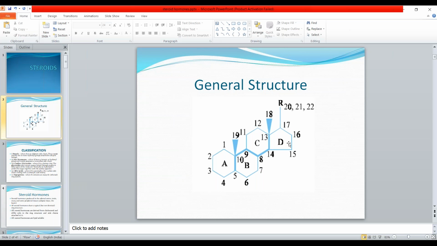cyclopentaphenanthrene nucleus. I repeat the name: hydrogenated 17H cyclopentaphenanthrene nucleus. Now we'll see the reason for this name. 17 hydrogenated. There is scope for a lot of substitution at this 17th carbon atom in the general structure of steroids. Please simultaneously note down things about the general structure. Cyclopenta.